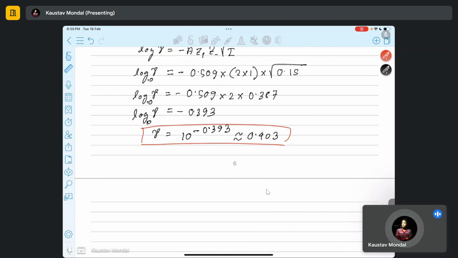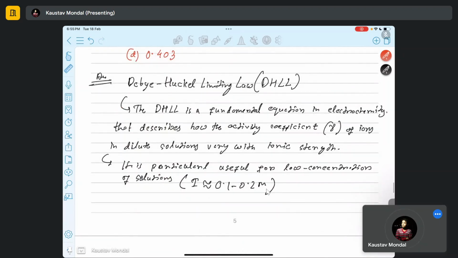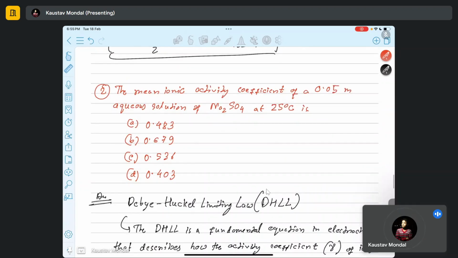So let me just explain once again what I have done here. In the question, you have been asked to find the mean ionic activity coefficient of an aqueous solution of NaCl at 25 degrees centigrade. These are the options given.